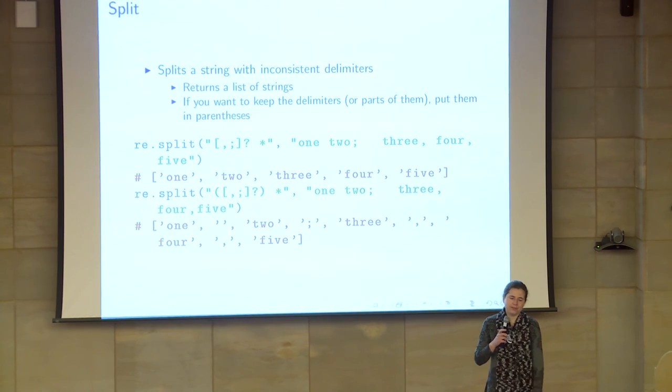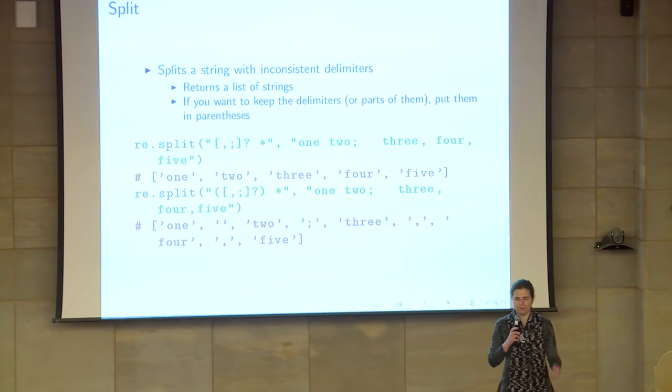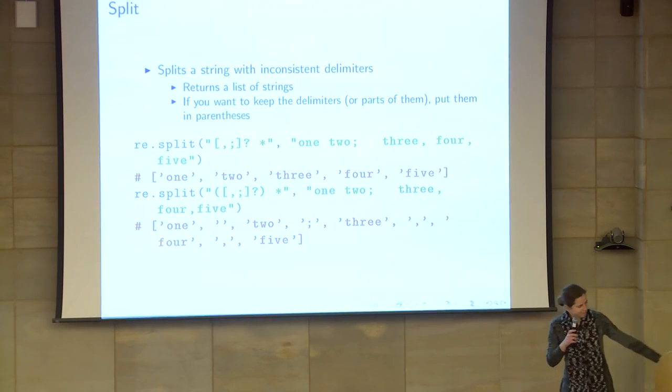And what we want to know is, was there a comma or a semicolon, and what was it, and what's the list? So here I've put the parentheses only around the comma or semicolon, and I discard the spaces because I don't care. And as you can see, it gives me both the delimiters in the bottom example and the split words. And in the first example, it's just the words themselves.